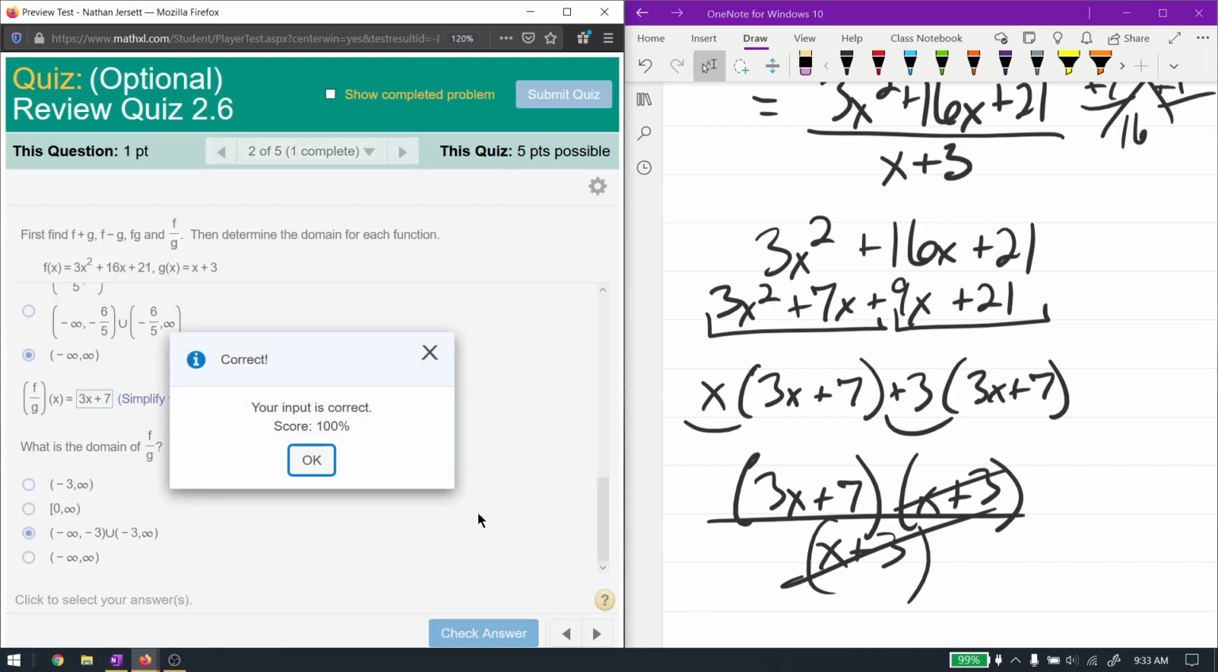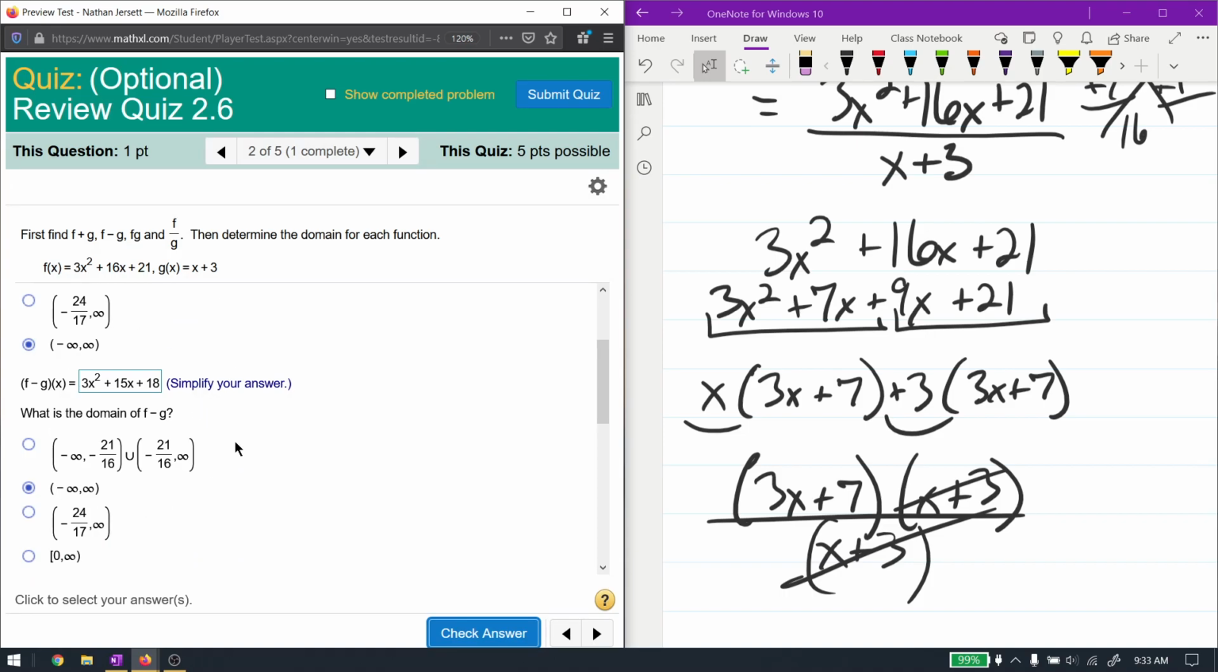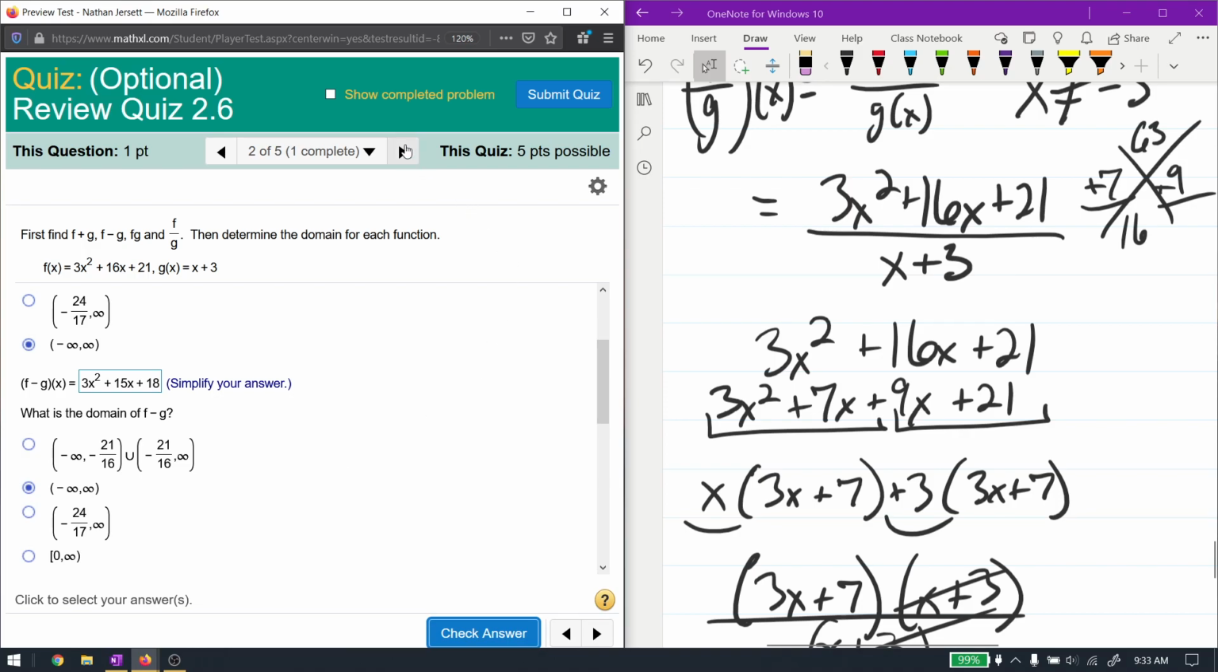Let's check it. And all of that is correct. These are pretty easy to get wrong because there are so many parts to it. So just take your time and double check to make sure you inputted everything in correctly.